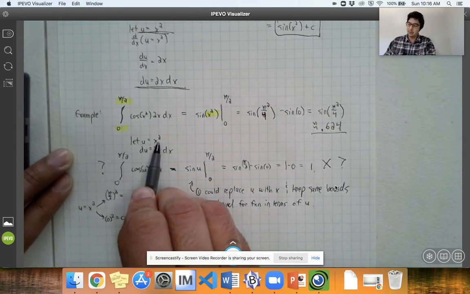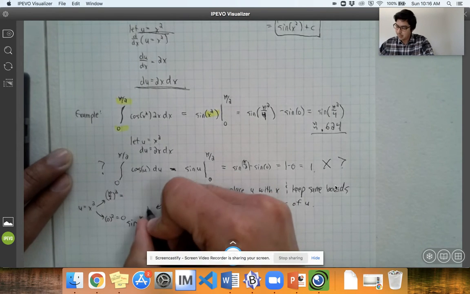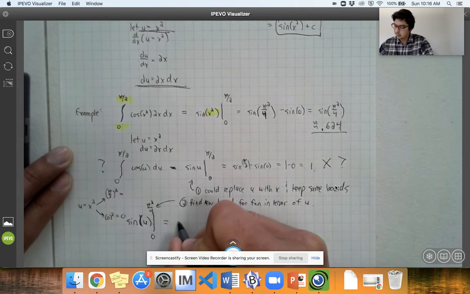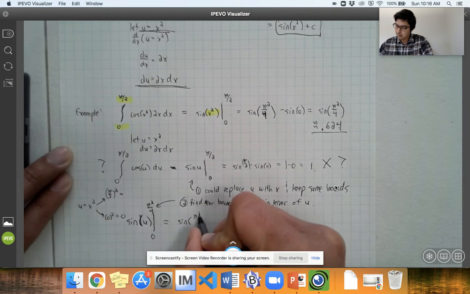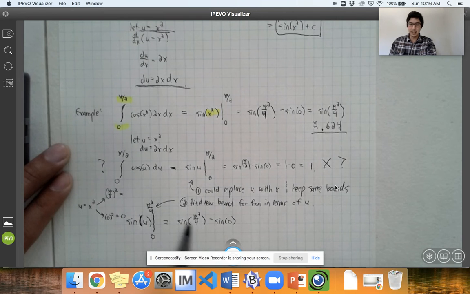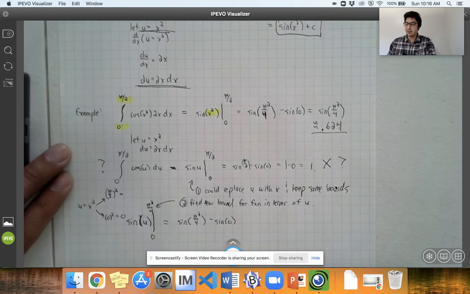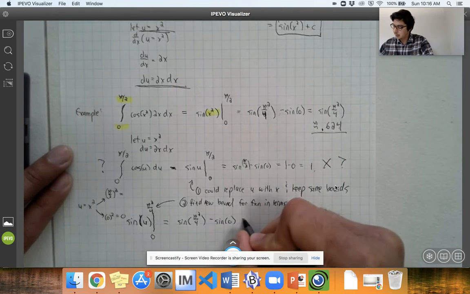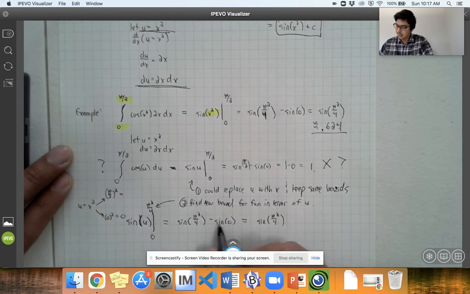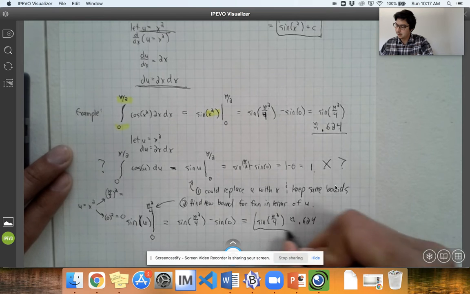If you plug 0 into u, it's still going to be 0. If you plug pi halves into u, we're going to get pi squared over 4. And now when we do the integral of this, notice that we get sine of pi squared over 4 minus sine of 0, which is what I had up here, which worked when you replaced it with x. Notice that would just give me sine of pi squared over 4, because the sine of 0 would go to 0, and that is going to be my same answer that I got up above.